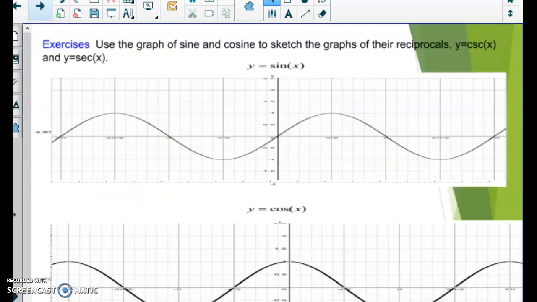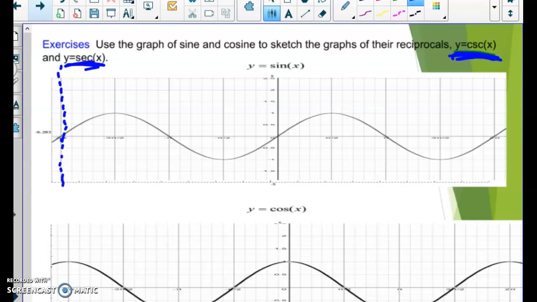When we get to finding the secant graph, we know that the secant graph and cosecant graph, there's your cosecant and secant. Hopefully you recognize that the cosecant graph is the reciprocal of sine. So this is my sine graph, this top one. Wherever it hits 0, the reciprocal of 0 is undefined. So those become asymptotes. And we use those dotted lines as asymptotes.